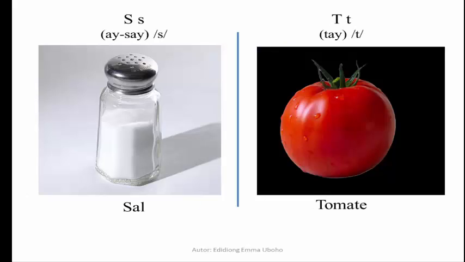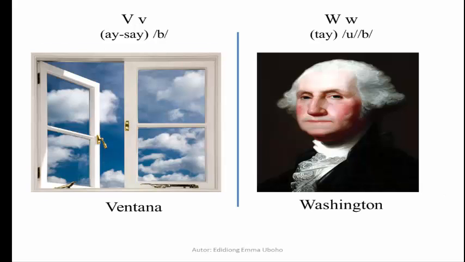The Spanish S, which is pronounced ese, is pronounced just like the English S, such as in the word sal. Likewise, the Spanish T, which is called T, is pronounced just like the English T, such as in the word tomate. The Spanish V is called ube and is pronounced like a B, such as in the word ventana.